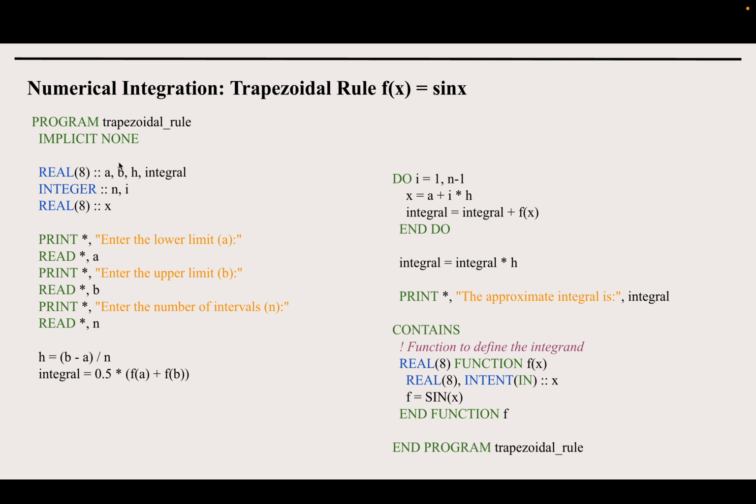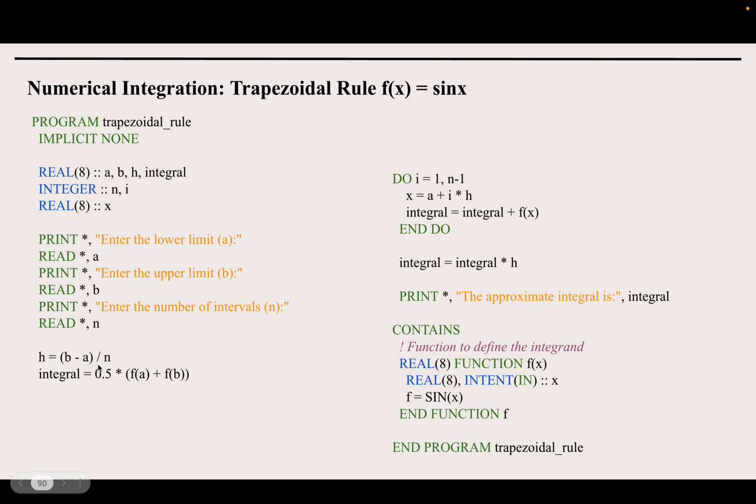So here we have taken a, b and h, where h is the step size, integral is for the integral value, n is our subinterval and x is the function. So let's start. Here we want to enter the lower limit, upper limit and the number of intervals.